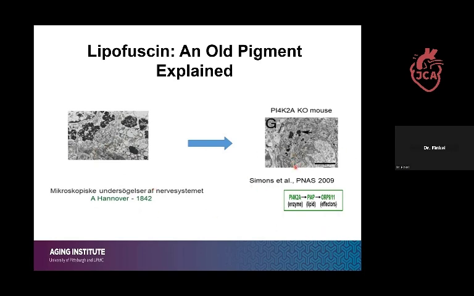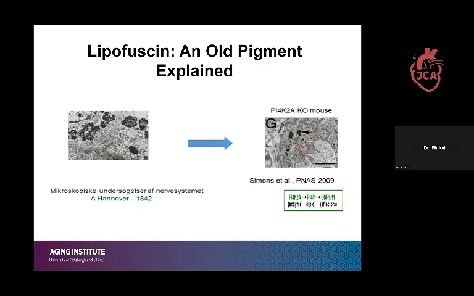About 10 years ago, a group made a gene trap mouse that knocked out this kinase 2 alpha that we described as the first step in this PIT pathway. And those mice rapidly die from an age-related aging phenotype, predominantly a neurodegenerative phenotype.